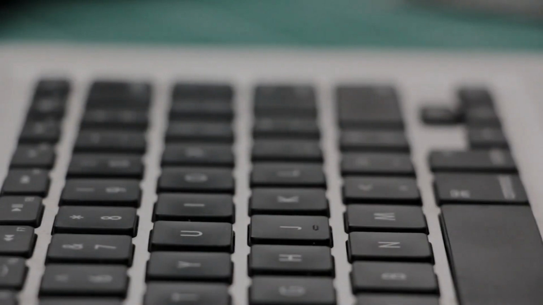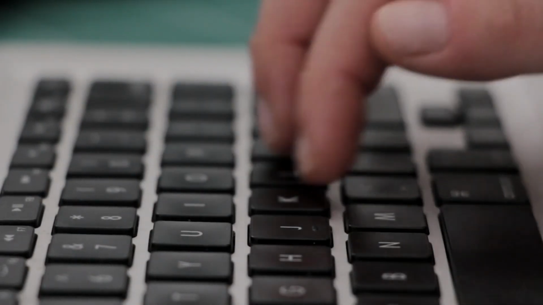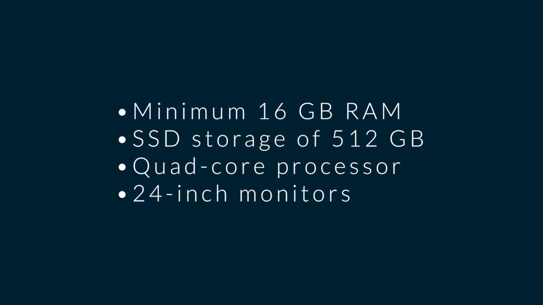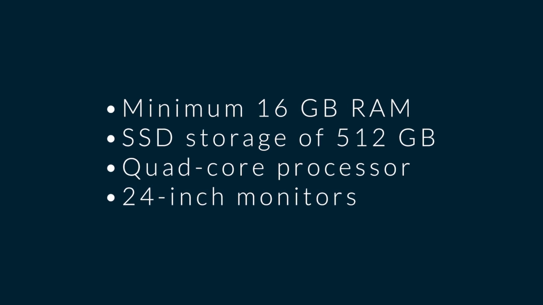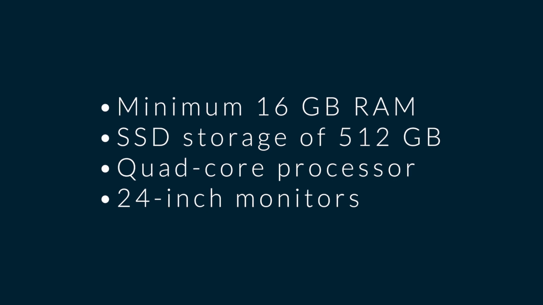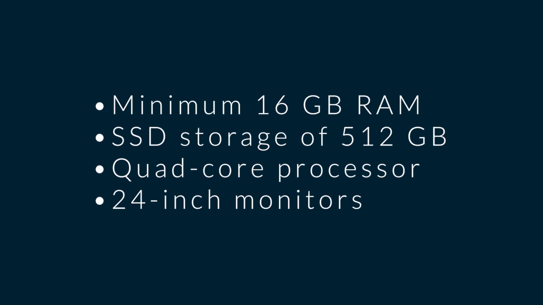So in that case, what is going to happen? They're not modifying any computers that they have, right? They have to get new computers. But then the question becomes, what kind of computers? So the IT department helps answer that by outlining specifications required for the new computers, things like minimum 16 GB RAM, SSD storage of 512 GB, quad-core processor, 24-inch monitors, those sort of things.